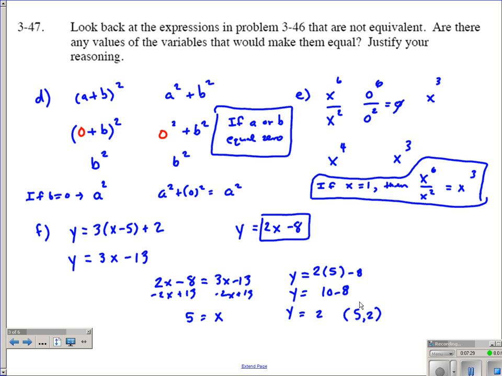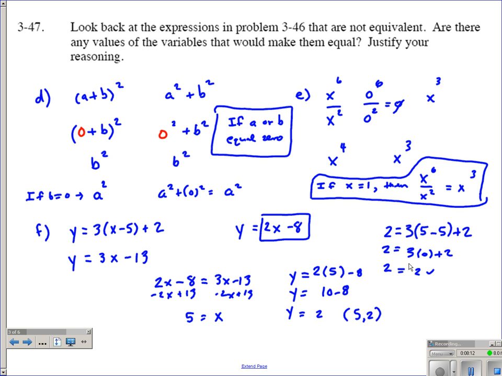Let's plug our point (5, 2) back into our other equation to make sure that it works there. So we've got 2, and remember I'm plugging it back into the original equation just to be safe that I didn't make a mistake in my work. So 2 equals 3 times 5 minus 5 plus 2. Let's simplify this using order of operations. There's no need to distribute if I can simplify the grouping symbols first. 5 minus 5 is 0, so I have 3 times 0 plus 2 should equal 2. And we know the product of 3 and 0 is 0, and 0 plus 2 will give us 2, so we have 2 equals 2.